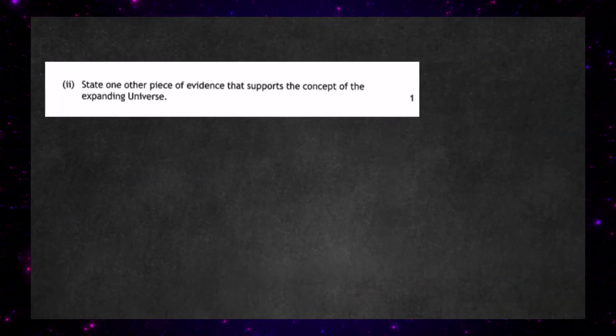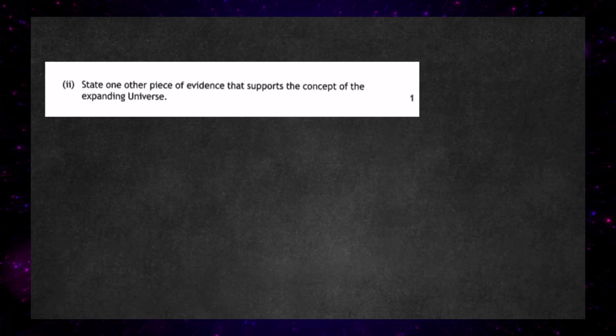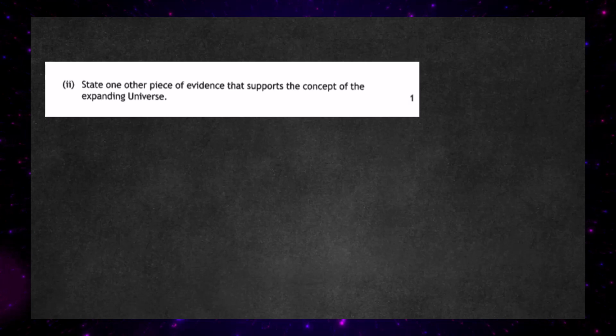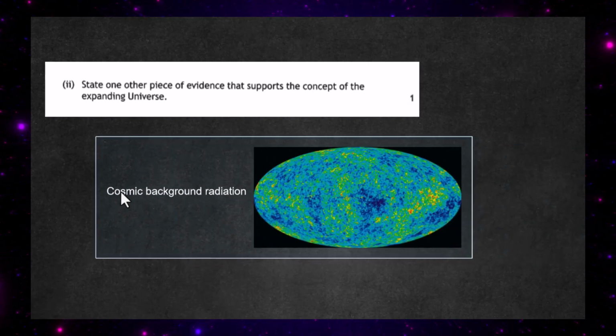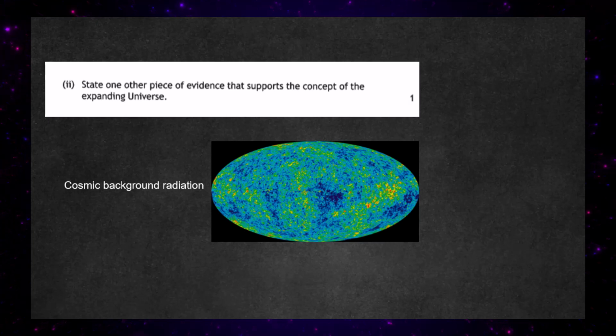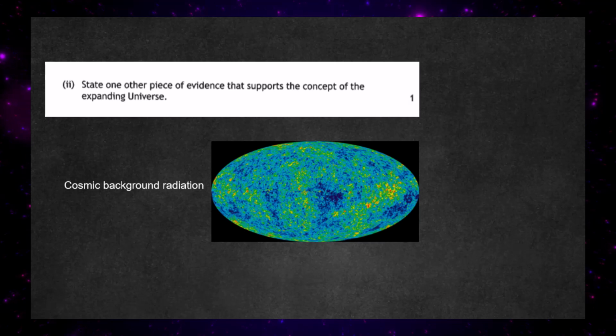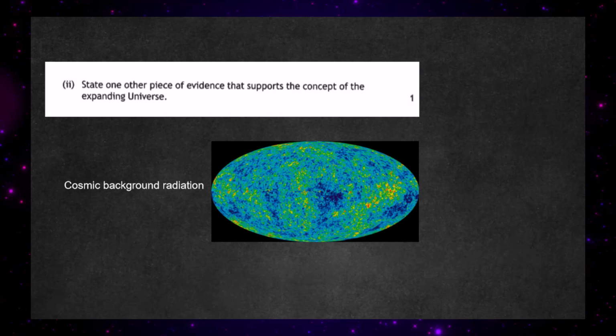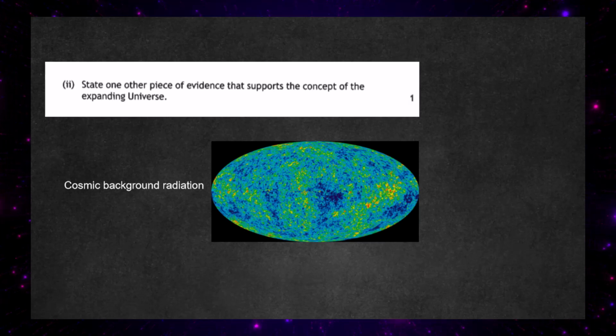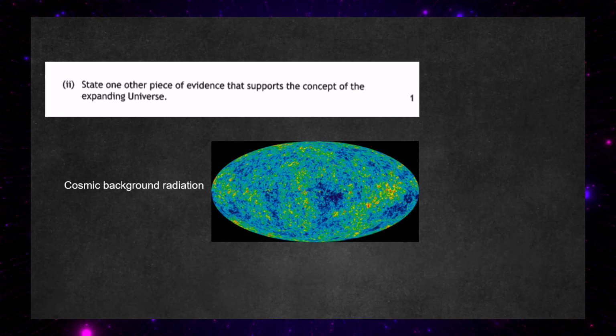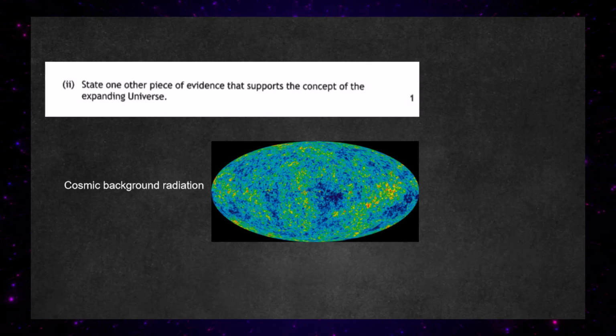Question 5c part 2. State one other piece of evidence that supports the concept of the expanding universe, and that is the cosmic background radiation. That was a famous discovery made when a special infrared telescope was pointed up to the sky and mapped the full sky. Because if, as we said in the previous question, all those stars and galaxies have had their wavelengths shifted into the red end of the spectrum, the infrared part of the spectrum, because of the recessional velocity, then we should be able to detect that infrared radiation, and that's what we did.